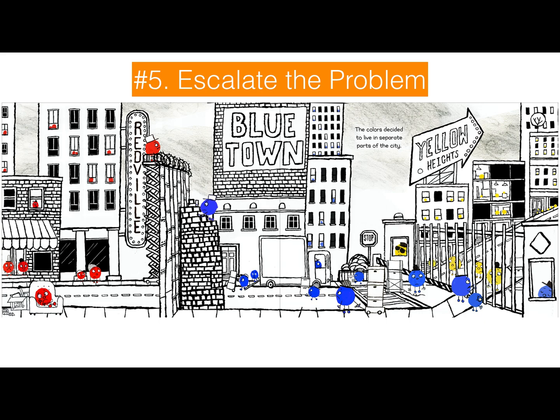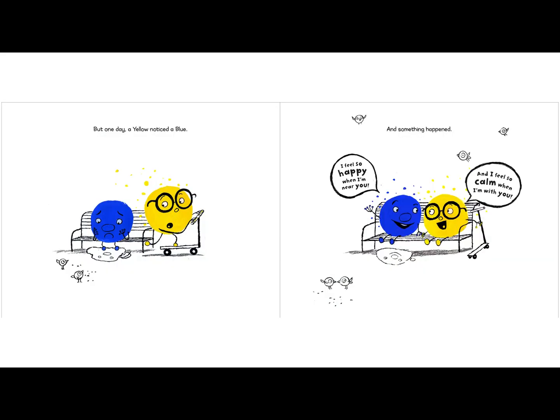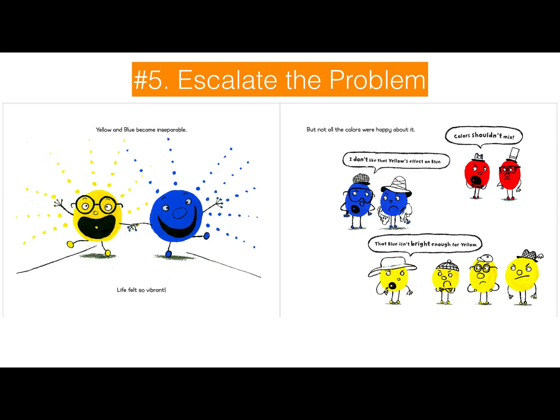So the colors decide to live in separate parts of the city. This is the result of that problem, that now the world is separated, everyone's sad. But then one day, a yellow noticed blue and something happened. So this is a transition, and the world is starting to change because yellow and blue became inseparable. But again, not everyone accepts them. So we're escalating the problem again, right? We're making this problem worse.